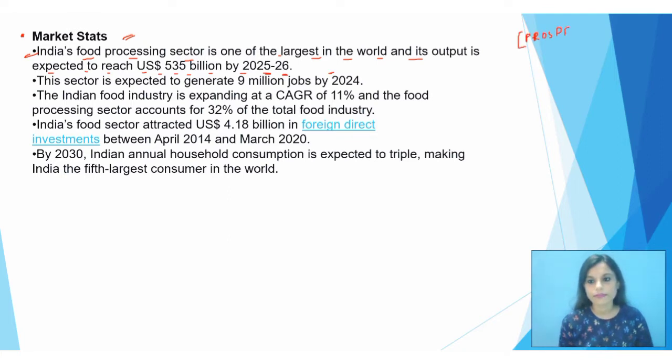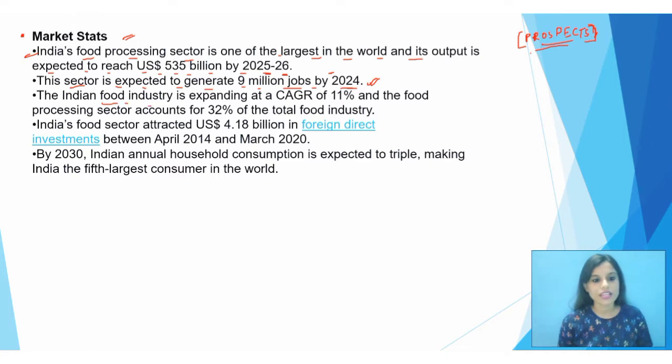We have talked about the importance of the food industries, which are going to capture the market very soon. And now we are focusing on the future prospects. This sector is expected to generate 9 million jobs by 2024. So, the more unhealthy food we are having, the more processed food we are having, it is generating employment.